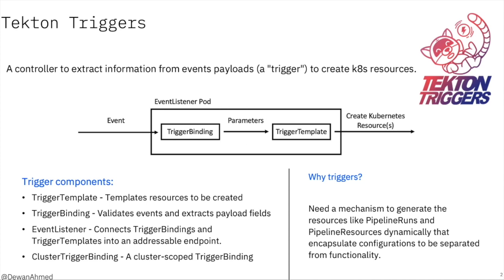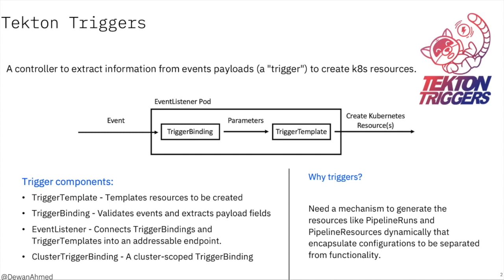This means if you need a mechanism to generate resources like pipeline runs and pipeline resources dynamically, Tekton Triggers allows you to do that. Triggers have four components. A trigger template declares a blueprint for each Kubernetes resource you want to create when an event is received. Each trigger template has parameters that can be substituted anywhere within the blueprint you define. A trigger binding describes what information you want to extract from an event to pass to your trigger template. Each trigger binding essentially declares the parameters that get passed to the trigger template at runtime.